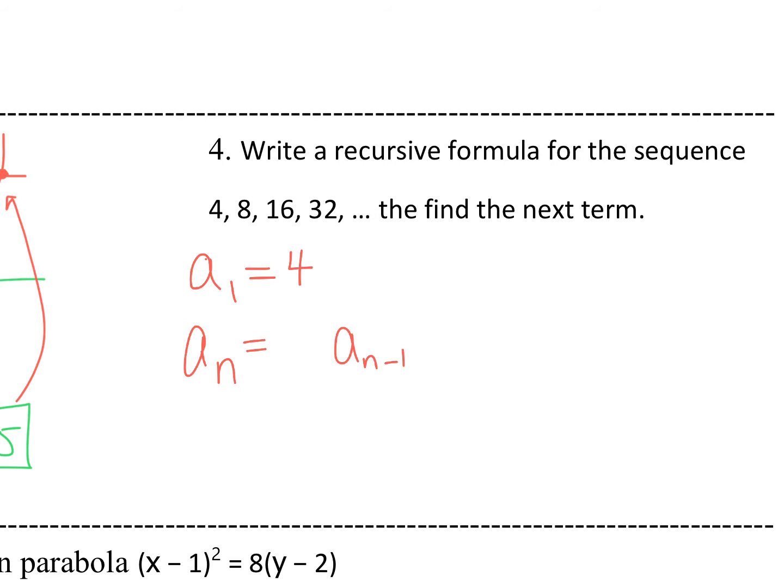If I do 8 divided by 4, I get 2. And if I do 16 divided by 8, I get 2. And if I do 32 divided by 16, I also get 2. So this is a times 2 deal. So it would be 2 times this, and that should be your answer.